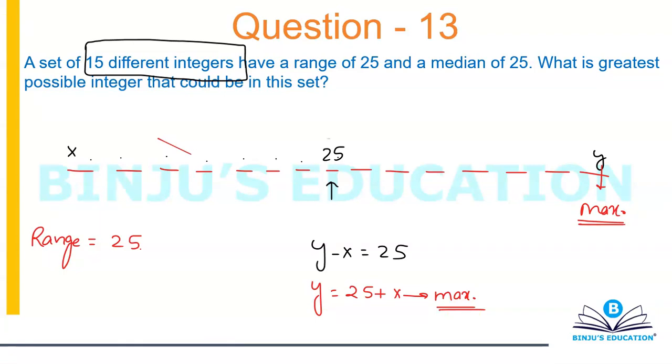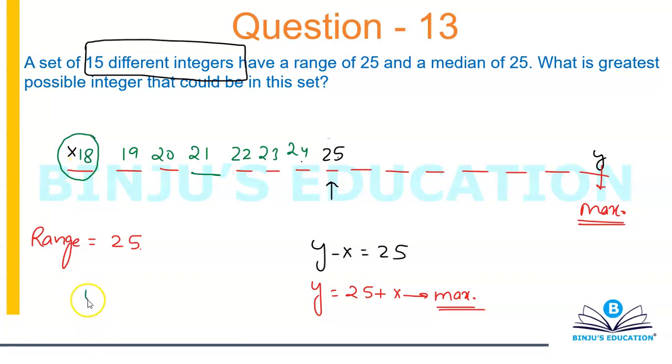Now it says that we have different integers. To maximize the value of x, I'm simply going to reduce the numbers by 1. So this will become 24, this will be 23, 22, 21, 20, 19 and this is 18. 1, 2, 3, 4, 5, 6, 7. So the maximum value of x that you can take is 18. It cannot be greater than 18 because the numbers are different. We have to take different integers. So the maximum value of x is equal to 18.